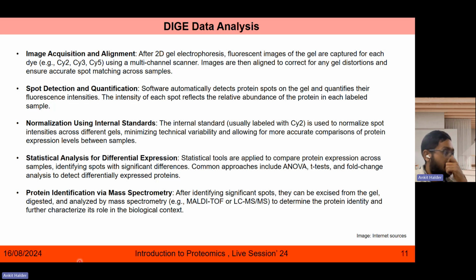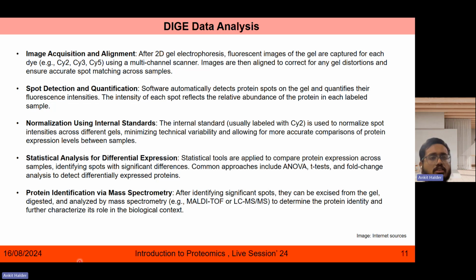So what will happen is that these fluorescent images of the gel will be captured for each dye, that is Cy2, Cy3, Cy5, using a multi-channel scanner. This kind of scanner will help you capture these three different dyes, which differ because of their characteristics of different excitation and emission wavelengths.